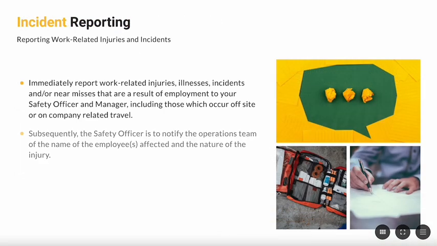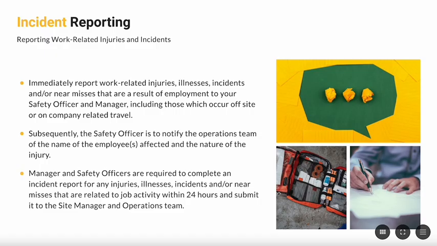It is important to report all work-related injuries, illnesses, incidents, and near misses as soon as possible in order to prevent further harm and to ensure that appropriate measures are taken to address the issue. Reporting incidents helps to identify potential hazards and allows for corrective actions to be taken to prevent similar incidents from occurring in the future. In addition, reporting incidents can help to ensure that injured employees receive the necessary medical care and support.